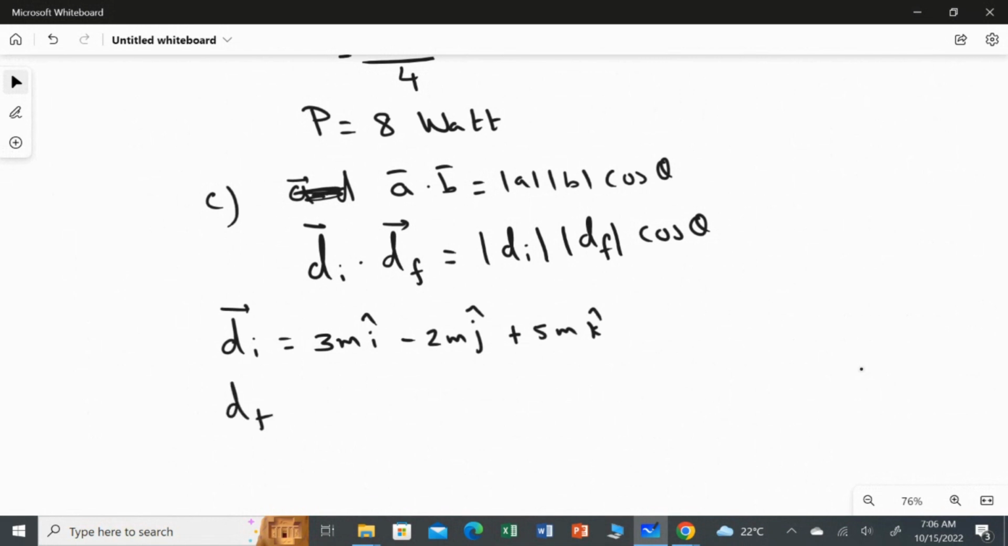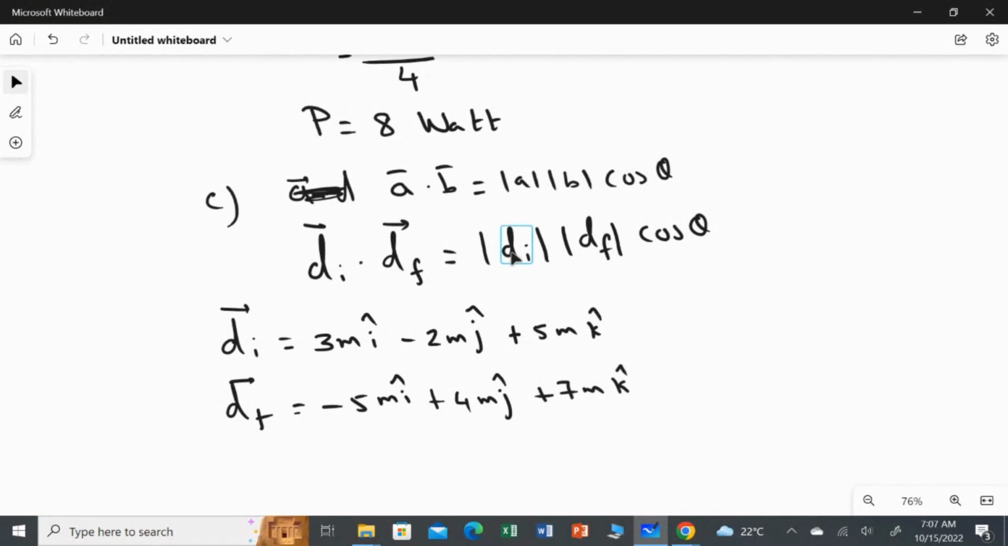What is your d final? Minus 5 meter i cap plus 4 meter j cap plus 7 meter k cap. These two equations are given in the question, so you can just go back to the question to see this equation. Brother, now what I'm going to do, I'm going to use this equation, use this vector here.